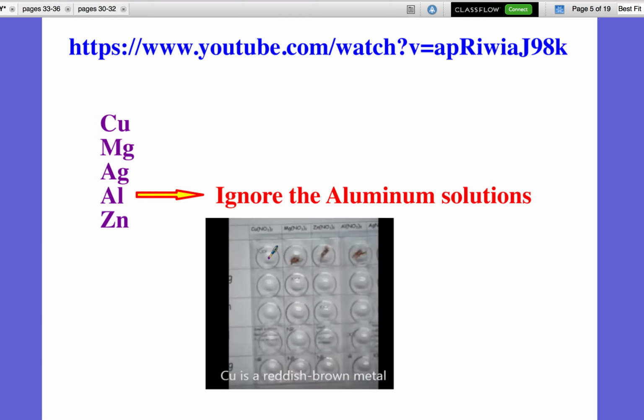I just took a screenshot from there, and there's all these solutions: copper nitrate, magnesium nitrate, zinc nitrate. Here's the aluminum nitrate and silver nitrate. And then they're putting the stuff in.